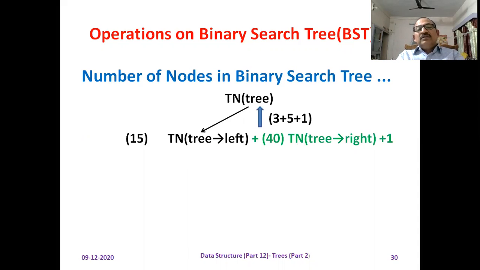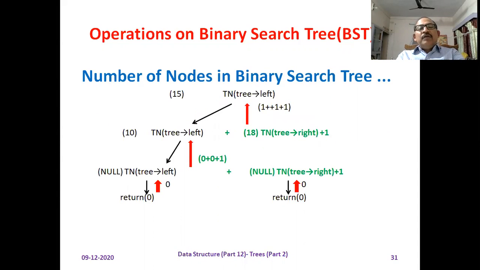Now control calls the function Tn tree left, means node 10. Again, a recursive function Tn tree left plus, here you can see the tree right, Tn tree right. And what is the Tn tree right? Node 18 and plus 1. 18 tree right plus 1, these are the suspended activity. Again, we call the function Tn tree left. And here you can see the left child of 10 is empty.